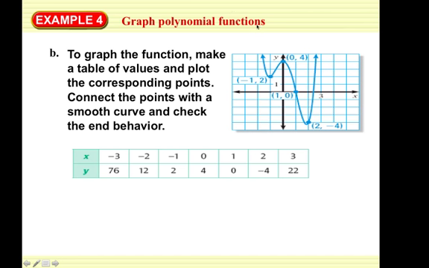Well, you might not even have room on your graph to do that, but we know that means that it's coming in like so. And then there's -1, 2, 0, 4, 1, 0, 2, -4, and then 3, 22 is going to be way up there. So we know that between 2 and 3, it's got to cross the x-axis, because to get from -4 all the way up to 22, you've got to cross that x-axis.